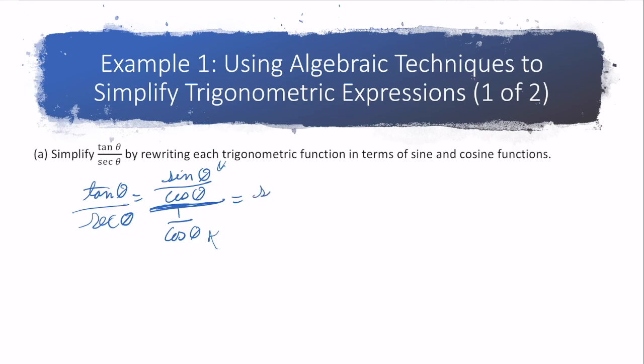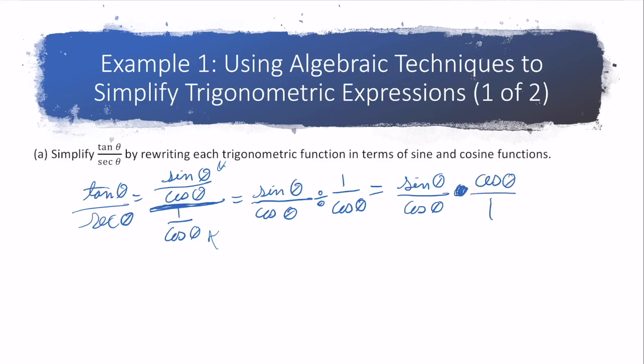So I'm going to rewrite this as division because that's really what fractions are asking us to do, divide. And when I'm dividing a fraction by another fraction, I keep the first fraction the same, change from division to multiplication, and flip that second fraction. So if I multiply across, we can see our cosines are going to cancel, and I'm just left with sine of theta.